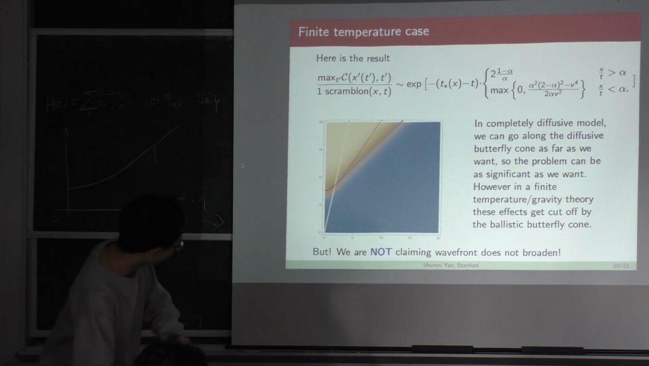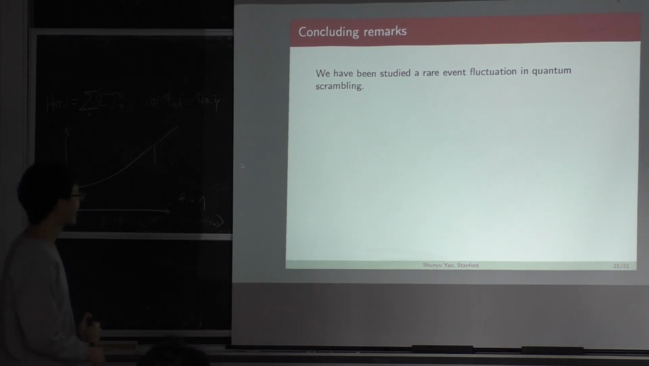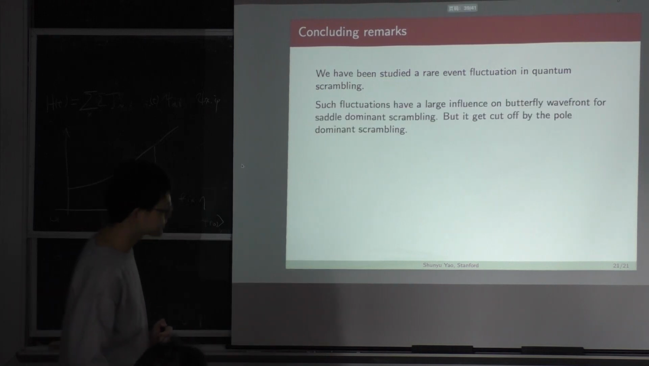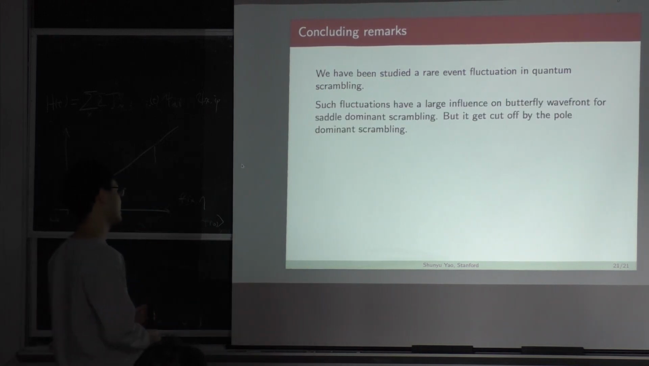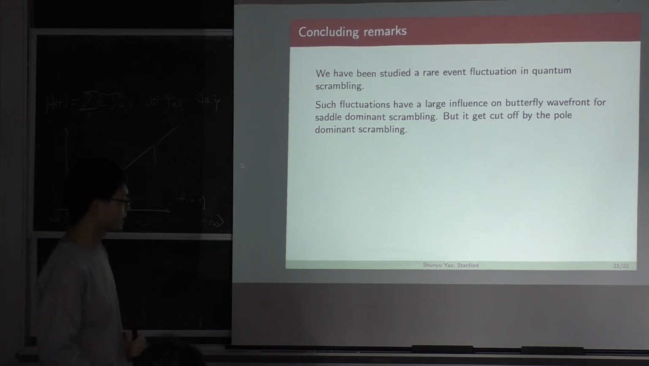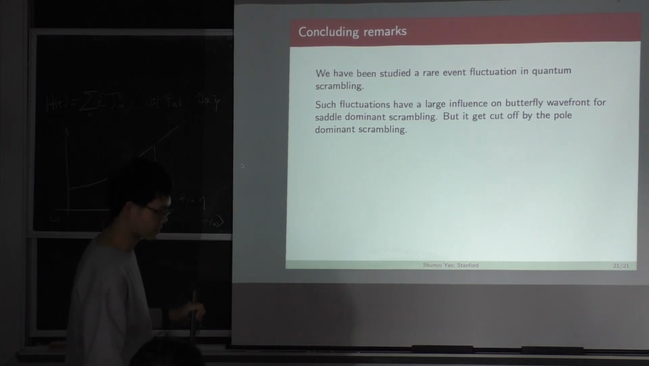Okay, we are almost done. So let's give some concluding remarks for one minute. We have studied a specific type of fluctuation in quantum scrambling for different types of theories, and such fluctuations can have a large influence on the butterfly wavefront structure for saddle point dominant scrambling or diffusive scrambling, but that effect will be cut off by the pole dominant scrambling, or scrambling like in Einstein gravity.